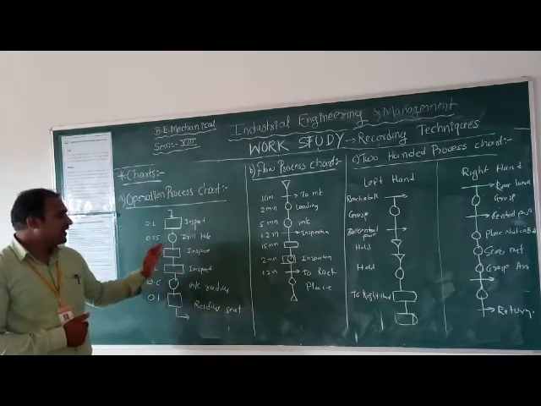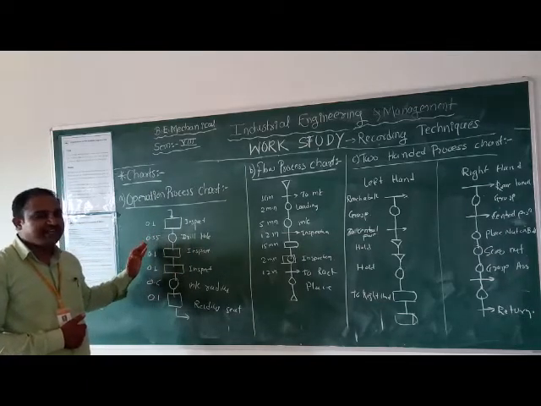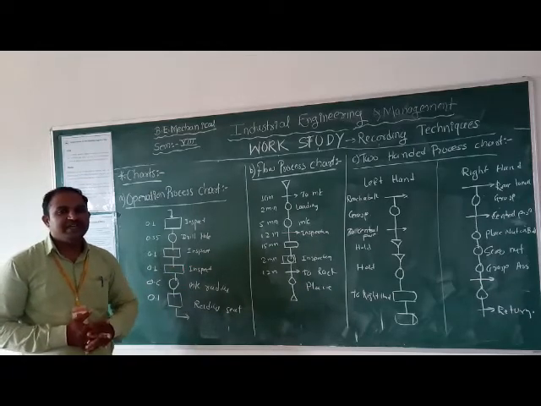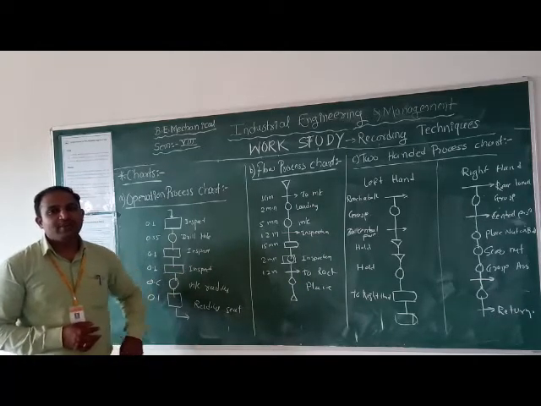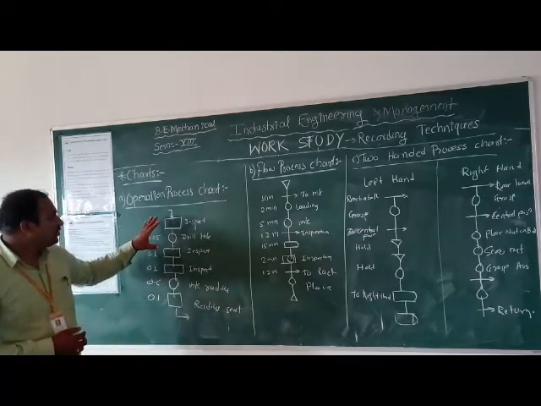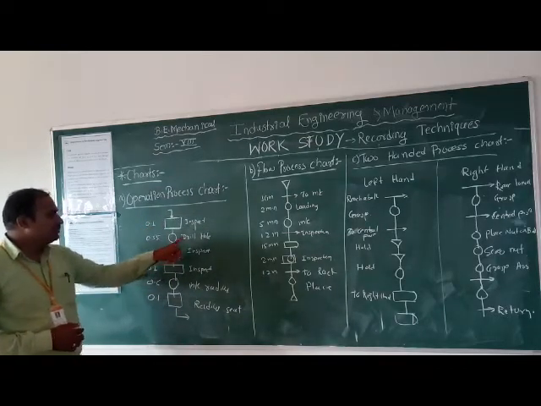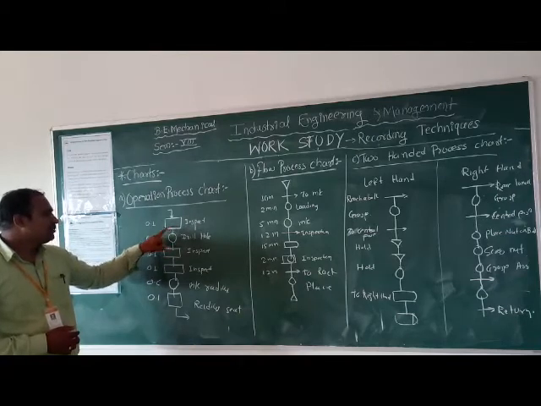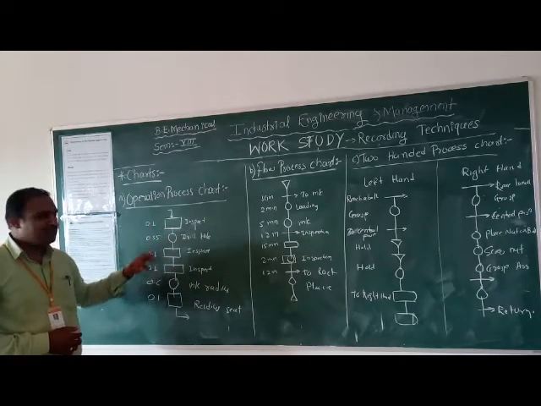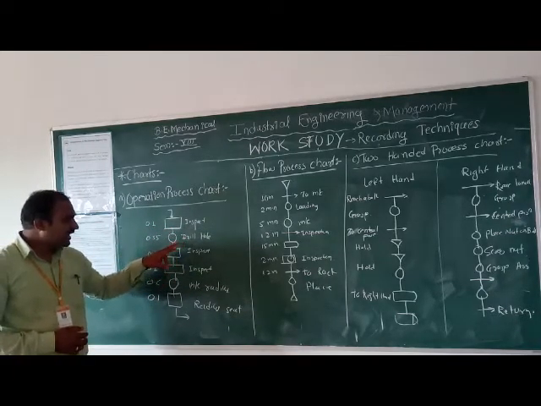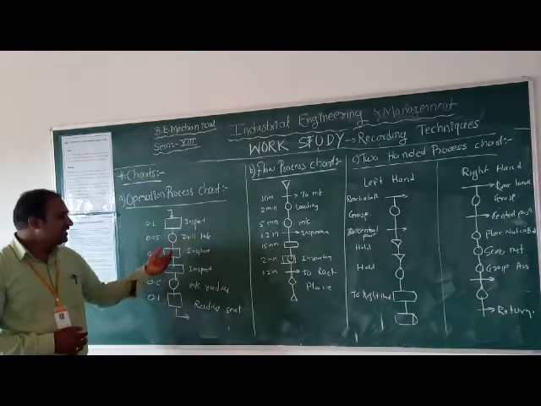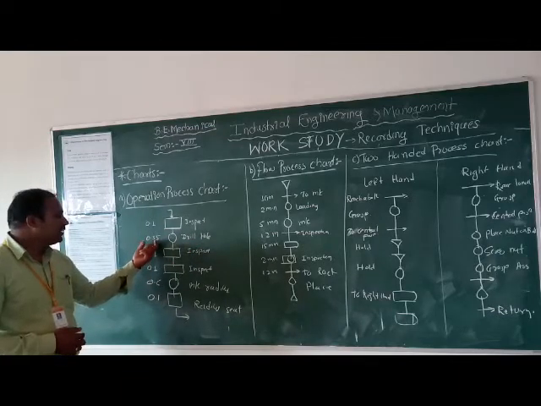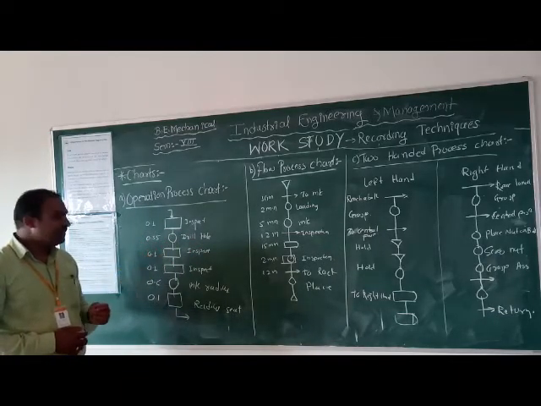In this chart, at the left hand we indicate the time of activity, and at the right hand we indicate the description of activities. If we take an example of an operation process chart, the first is the inspection, indicated by this rectangle symbol, which requires 0.1 minute. Second is the operation, indicated by a circle. It is a drilling hole activity which requires 0.5 minutes.